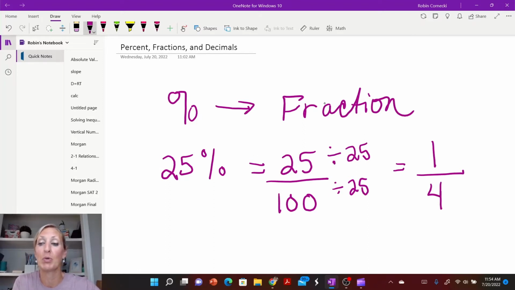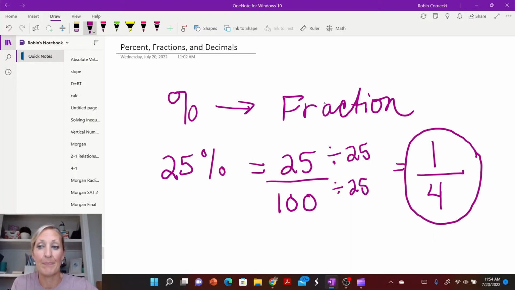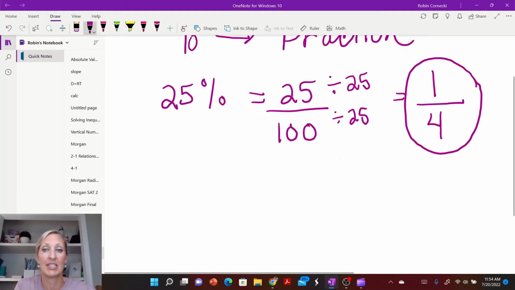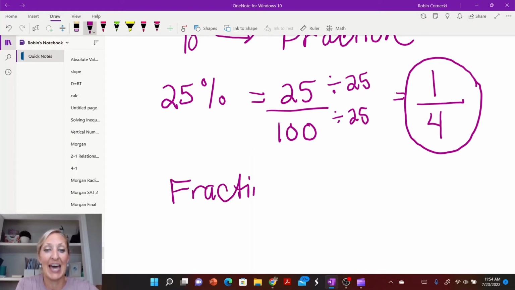So you would be paying 1/4 of the discount. So your discount would be 1/4 or 25%. Okay, so that is as a fraction. So let's look at the fraction now, 25 100ths. And let's change that to a decimal.